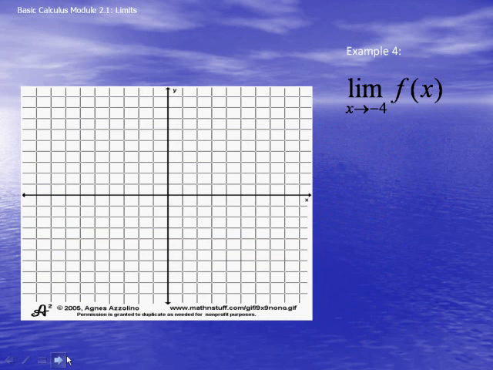And in example 4, we're looking at the limit of f of x as x approaches -4. Notice that in this function, we have the limit of f of x as x approaches -4 from the negative side. Let's see what we get. So we're coming from the left-hand side, and we're approaching height 3, aren't we?